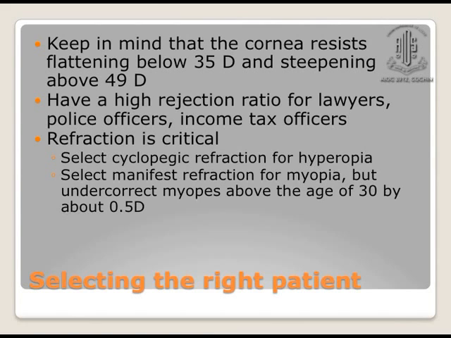Refraction is of course very critical. You have to do a cycloplegic refraction for hyperopia, and in myopia it's okay to select the manifest refraction, but for people above 30 years of age, you should be careful, and maybe you would want to undercorrect slightly by 0.5.